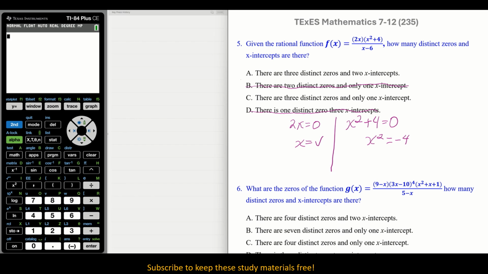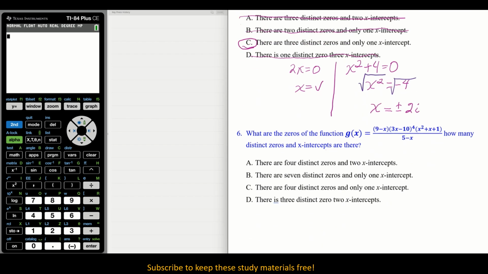You can already see what's going on here. What's about to happen? Well, we have to put both sides under the square root, and that means x is going to have to equal positive negative 2i. So that gives us two values of x, but those are not intercepts. Those can't be because they're actually two complex numbers. So that means that our only option is C.